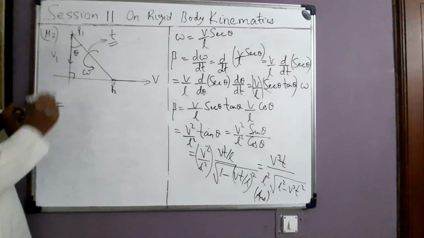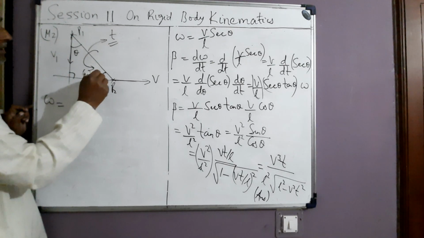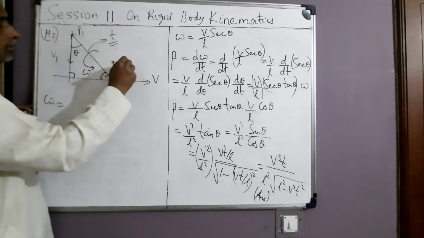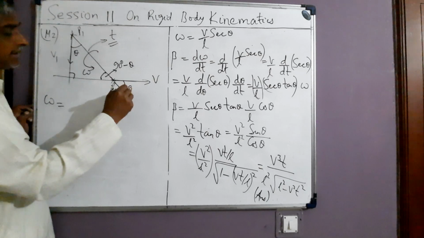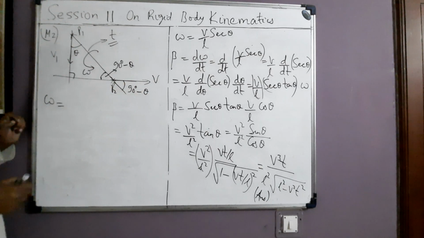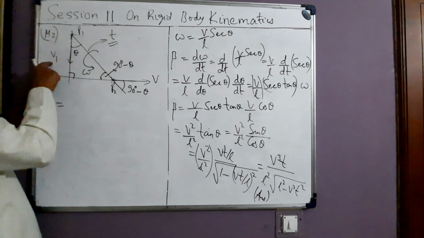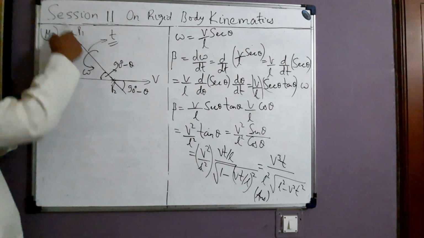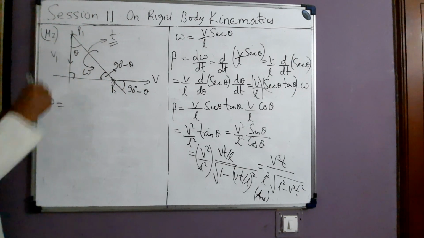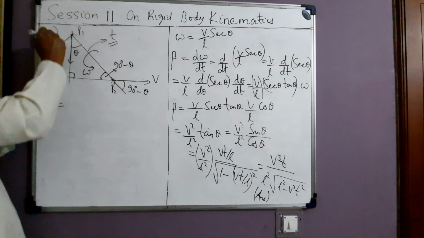Now this is a right triangle, this is theta, so this is 90 minus theta by trigonometry. Extending this, it also becomes 90 degrees minus theta. Now what is the normal speed of P1? The component of V1 normal to this line is the normal speed of P1. So this becomes V1 sin theta in this direction.